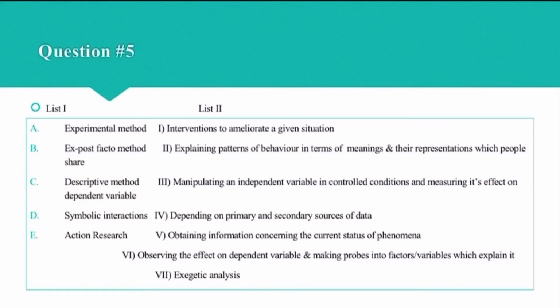Next, ex post facto method. Looking at the options in list 2, we can find that observing the effect on dependent variable and making probes into factors or variables which explain it. Remember, in ex post facto method, after the event had happened, the researcher will investigate it and try to come up with explanations for it. So B will match with 6.